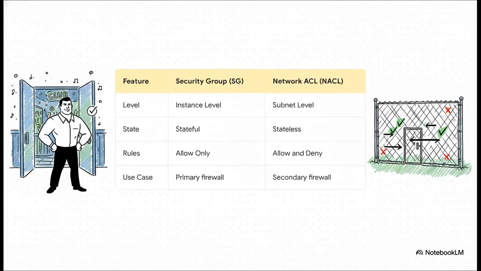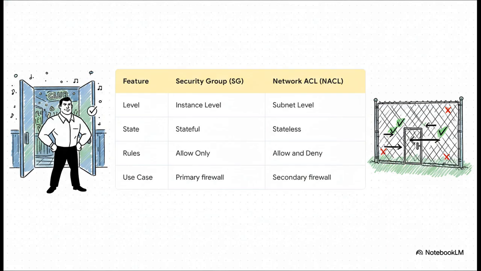Here's another absolute classic. Security groups are like a firewall for the instance itself. They're stateful, which means if you allow traffic in, the return traffic is automatically allowed out. Network ACLs, on the other hand, are a firewall for the whole subnet. They're stateless, which means you have to create rules for both directions, inbound and outbound. Think of it this way. The NACL is the big fence around the property, and the security group is the bouncer at the door of each individual office.